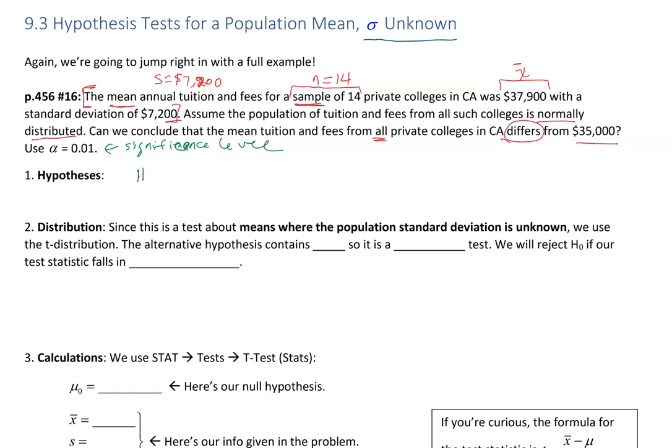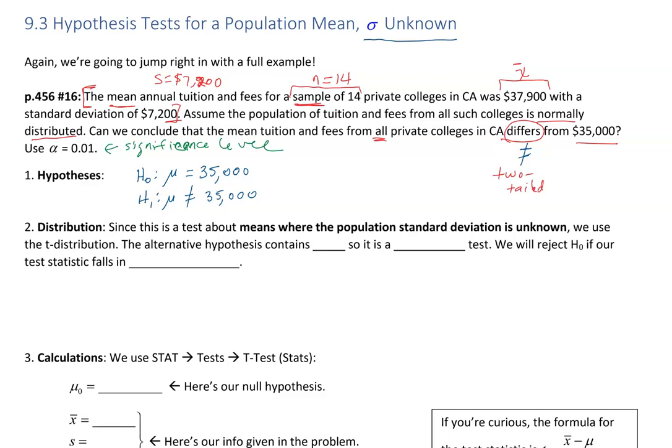If you remember, that's where we write a null hypothesis, and we're talking about means here. Either the mean really is the 35,000 that's proposed for all colleges, or, with the language of differs, that's where we use a not equal to symbol. It doesn't say greater than or less than, it simply says differs from. That not equal sign does mean that we're going to be doing a two-tailed test. So we'll see how that comes out.